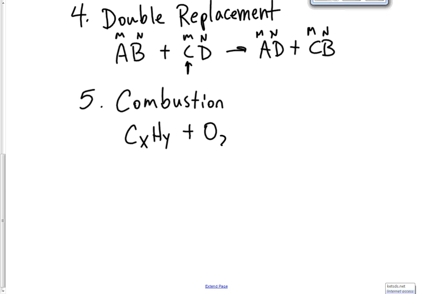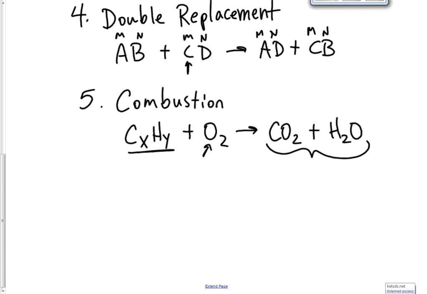And combustion is always in the presence of oxygen gas. Okay, and it always produces carbon dioxide and water every single time. So you should be able to get this entire reaction just by seeing that. Okay, so if I gave you C2H4, you should be able to fill in the rest of it because it's always in the presence of oxygen and it always creates these two products. Okay, there's your types of reactions. Those are the only 5 types that we have.